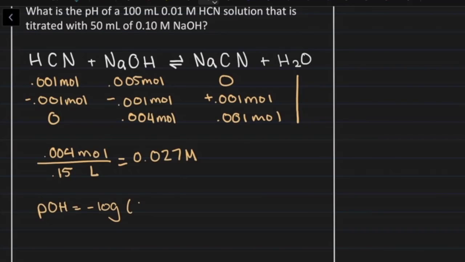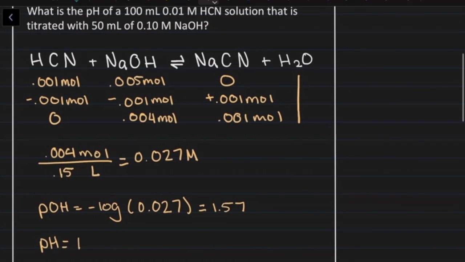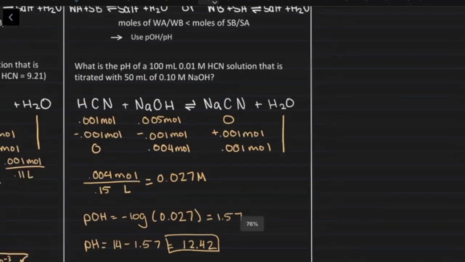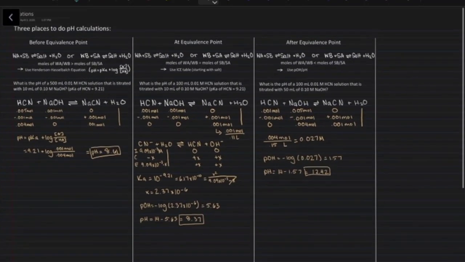So now we can plug that into pOH equals negative log of 0.027, and we'll get 1.57 there. And now we can plug that in to get our pH. It's 14 minus 1.57, and we'll get our pH as being equal to 12.42. Okay, so these are basically the 3 different ways that you can do pH calculations and solve titration problems.